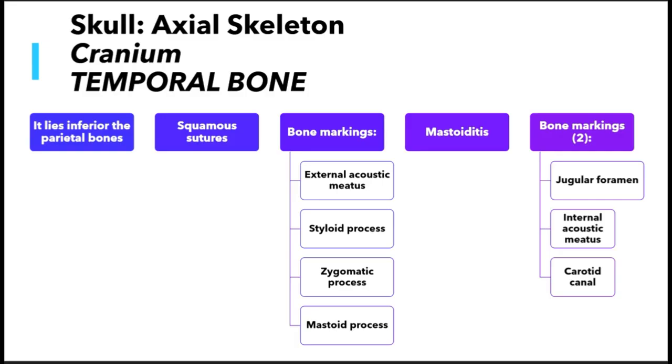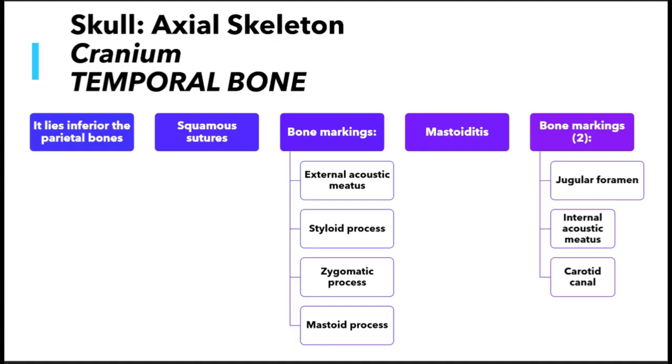Next is your jugular foramen, a bone marking in your temporal bone. This foramen is found at the junction of the occipital and temporal bones, allowing passage of the jugular vein. The jugular vein is the largest vein of the head and drains blood from the brain.